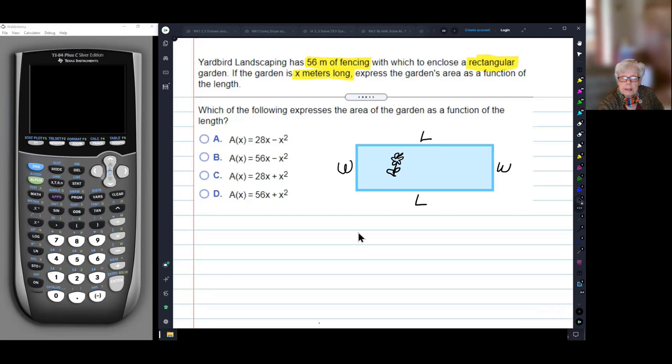All right, this 56 meters is going to equal L plus W plus L plus W, or if you prefer, L plus L and W plus W, which is 2L plus 2W. Now we're being told that the length is X, and we need to solve for X. It's going to be X meters long. No, that's not what we need to do. If the garden is X meters long, express the garden's area as a function of length. Oh my goodness. All right. Well, let's do that.